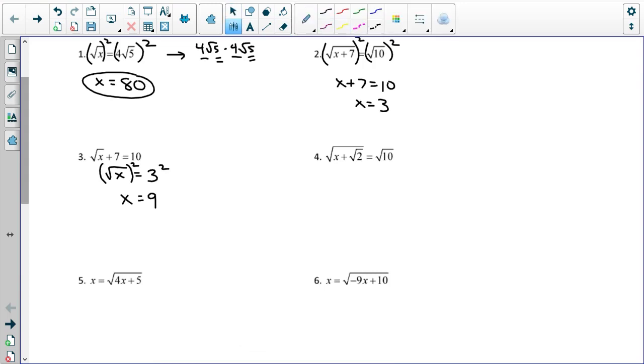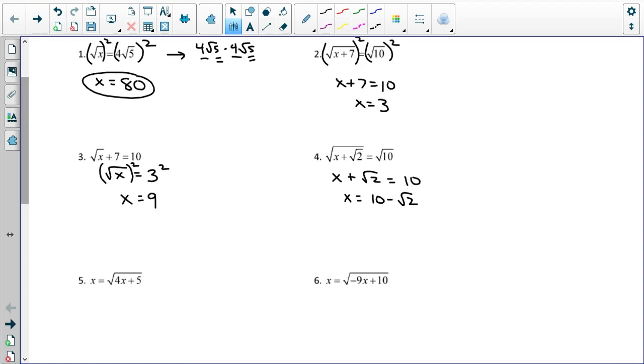Problem 4, I square both sides, so I get x plus square root of 2 equals 10. Then I subtract root 2 from both sides. X equals 10 minus the square root of 2. So those are the pretty straightforward problems.